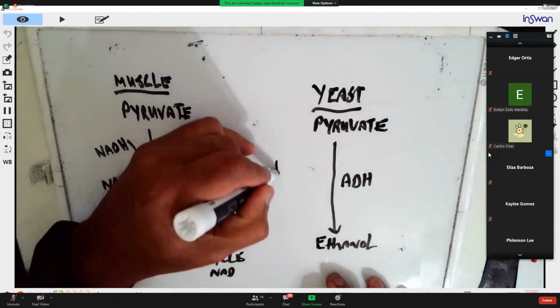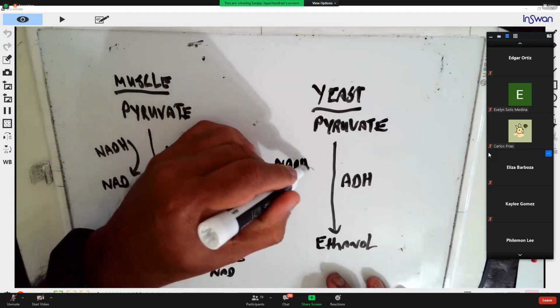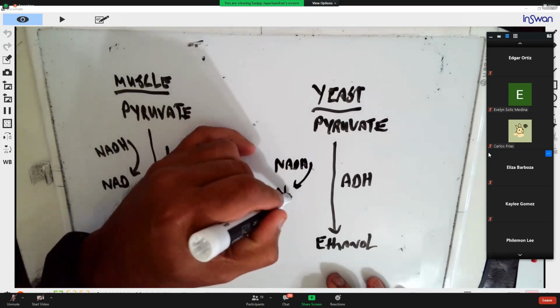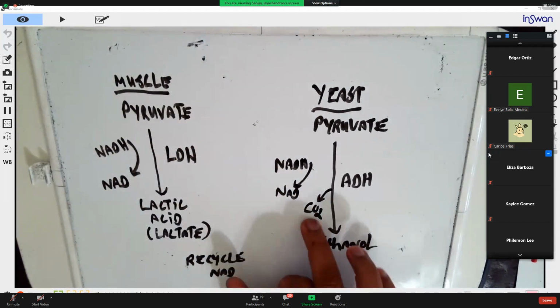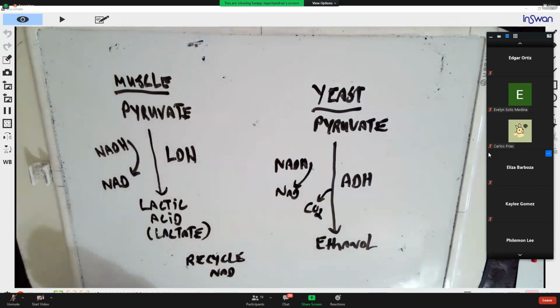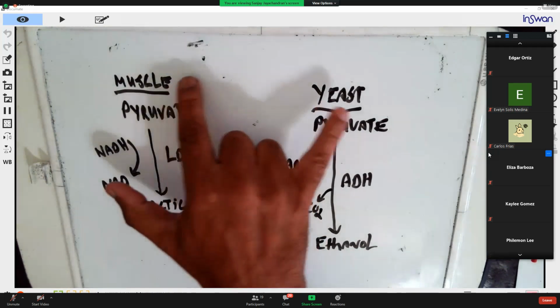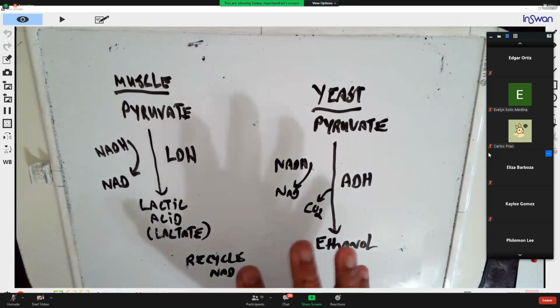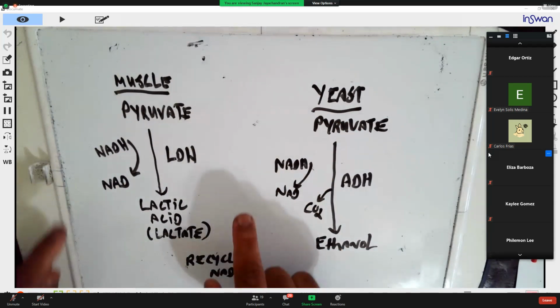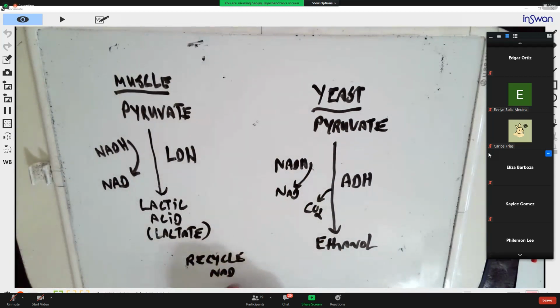The side reaction here is the same. NADH is going to get reconverted back to NAD. And you're also going to release a little bit of CO2. This is used to make bread rise. So both these conditions are the anaerobic conditions, low oxygen conditions. This is what happens. And the main purpose is to recycle back the NADs so you don't crash the system. Are we good?